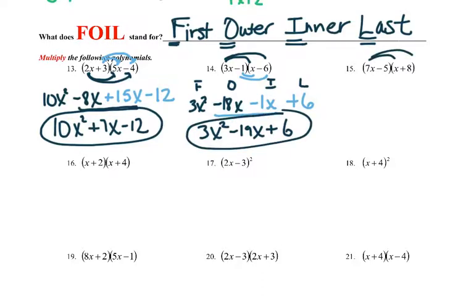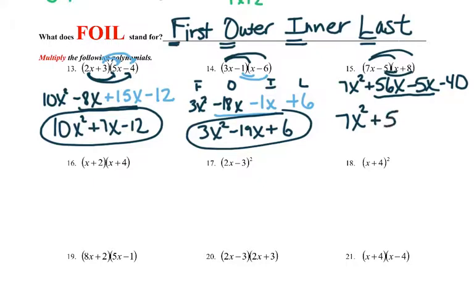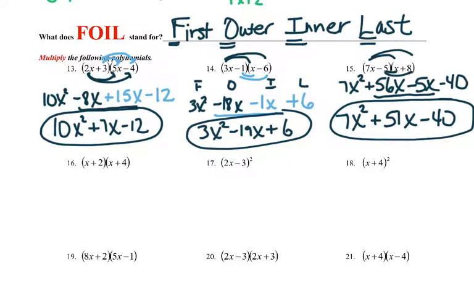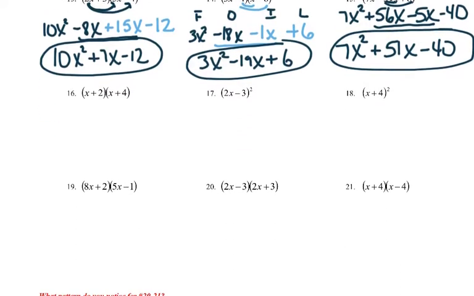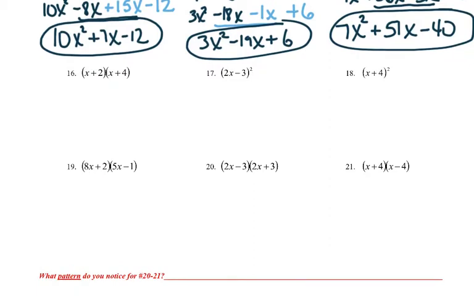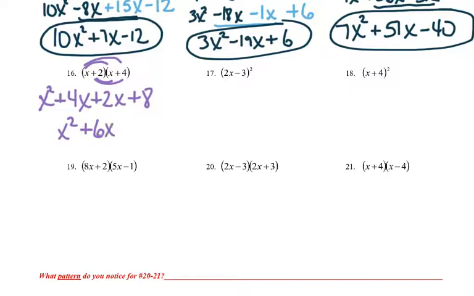Try it again, and onwards we go, right? 7x squared plus 56x minus 5x minus 40. You have to really watch your signs, right? So you have to know not only your multiplication facts, but also your addition facts. Sometimes we catch a break where we just have a plain x, so that happens here in number 16, a plain x. That makes our life a little easier, doesn't it? x times x is x squared, x times 4 is 4x, x times 2 is 2x, and then 2 times 4 is 8. So x squared plus 6x plus 8.